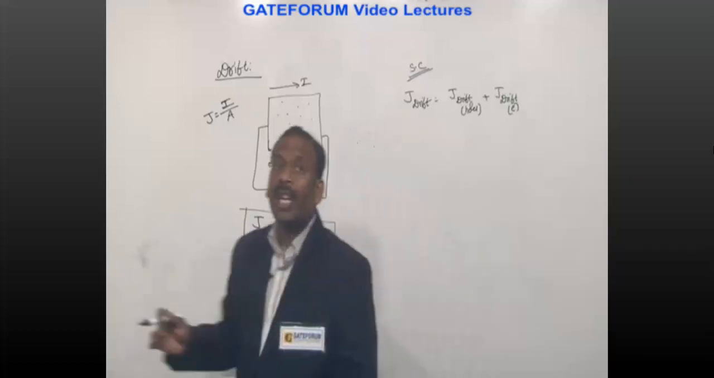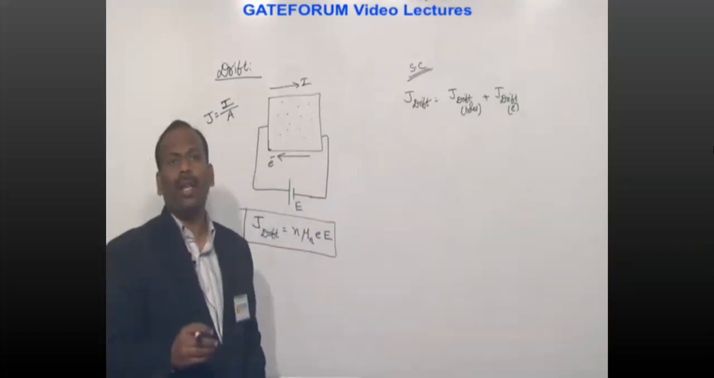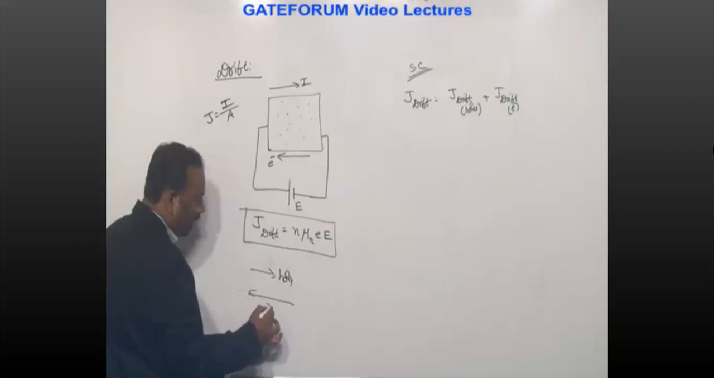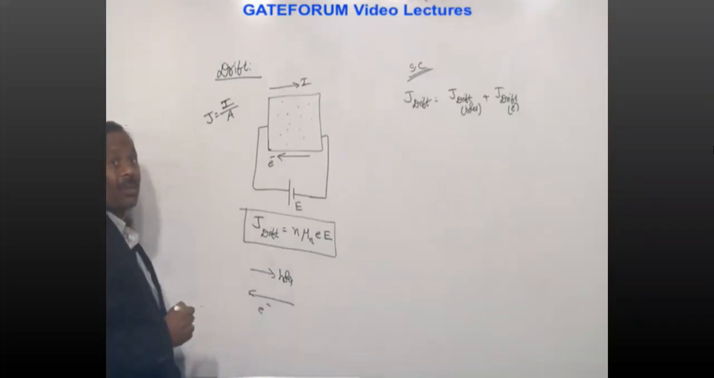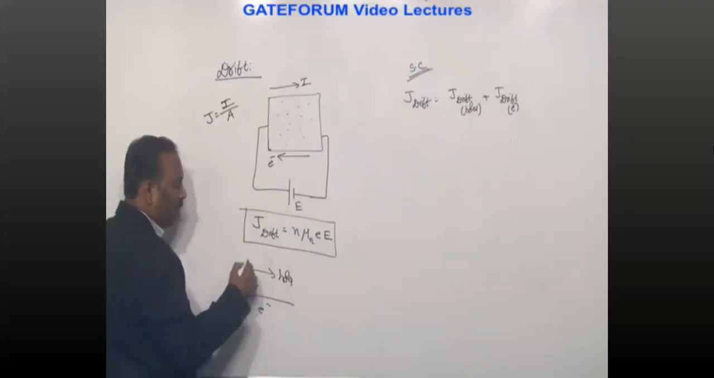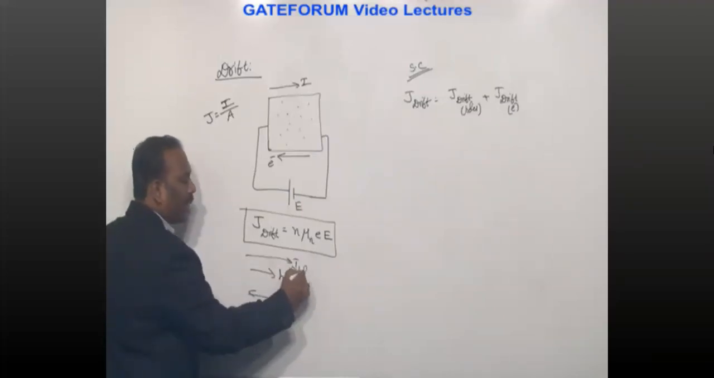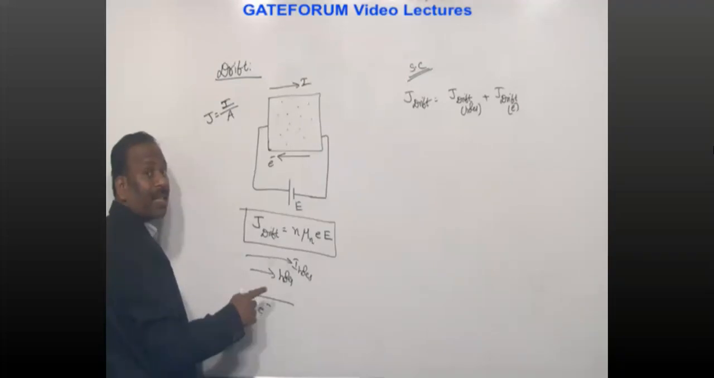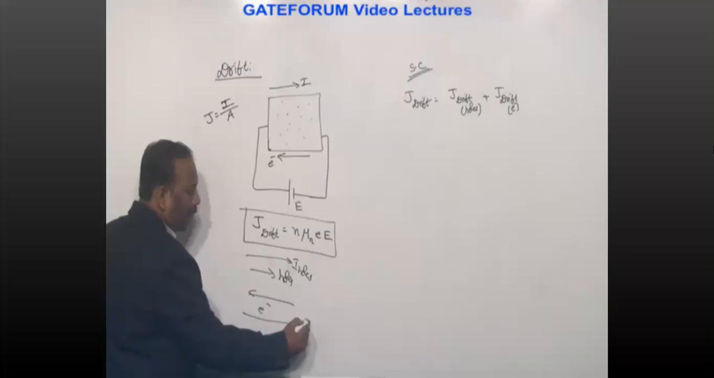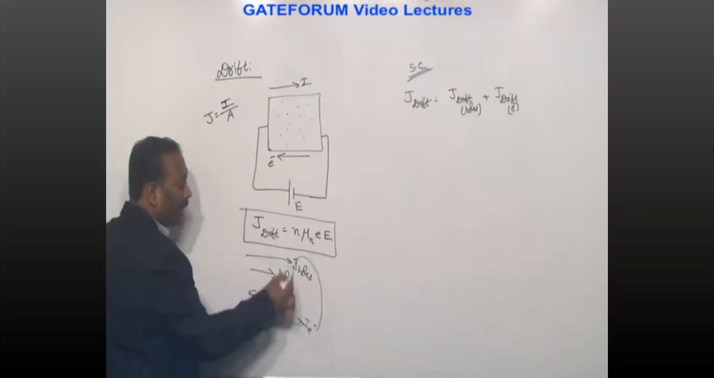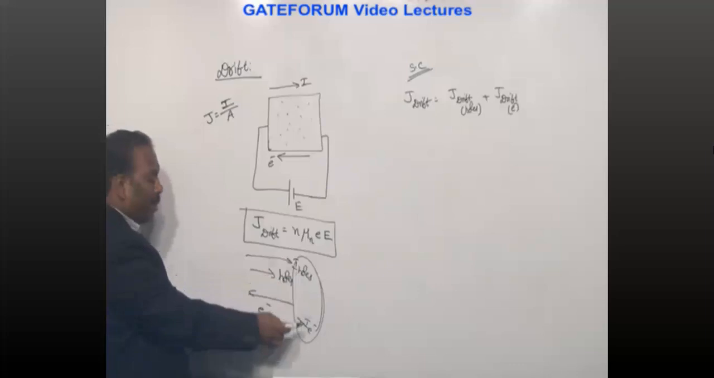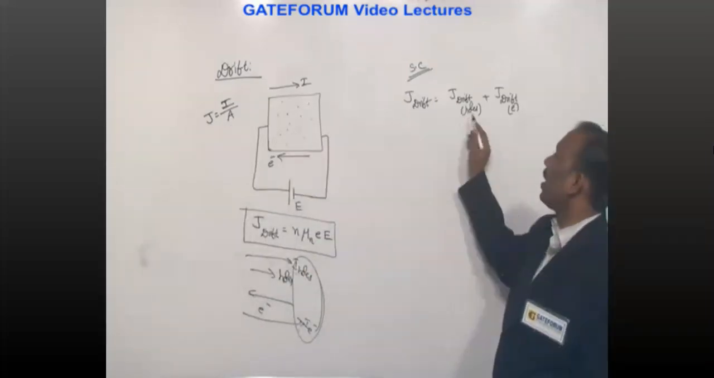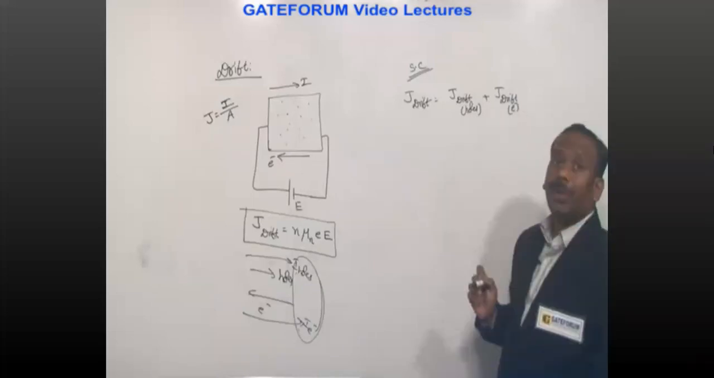Now why should it be added, why should it not be subtracted? If a hole is moving in one direction, the electron is moving in the opposite direction, so it has to be subtracted or not? It's not like that. Holes are moving in this direction means current due to holes is in this direction. Electron is moving in this direction means the current is in the opposite direction to the electron movement. Therefore, total current is the summation of hole current plus electron current.